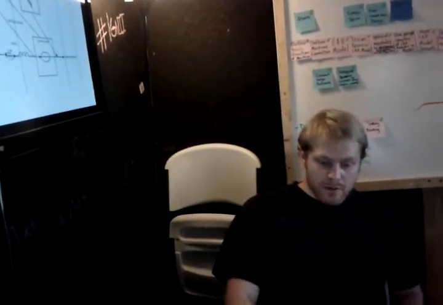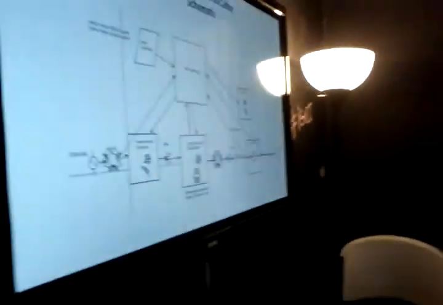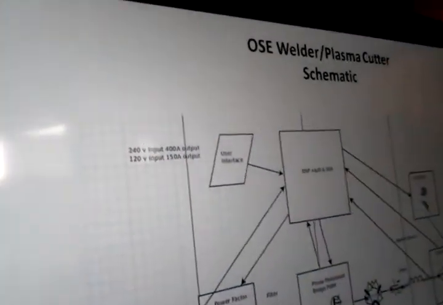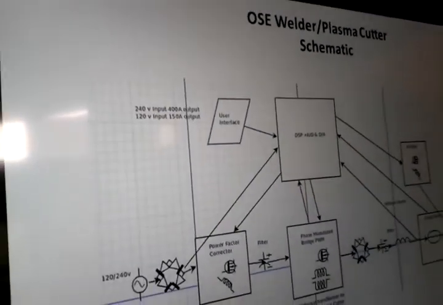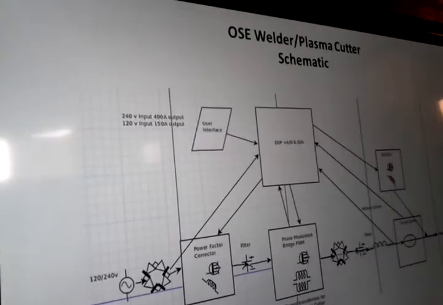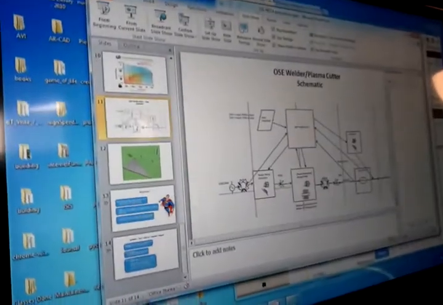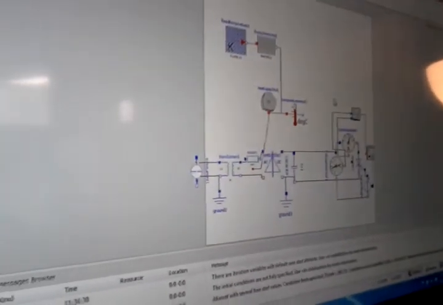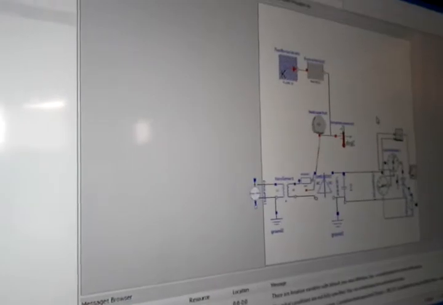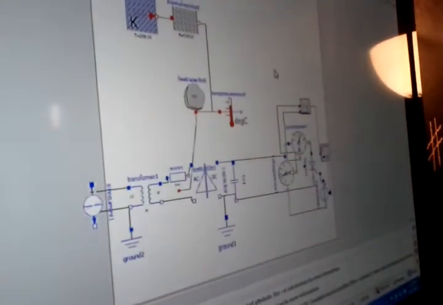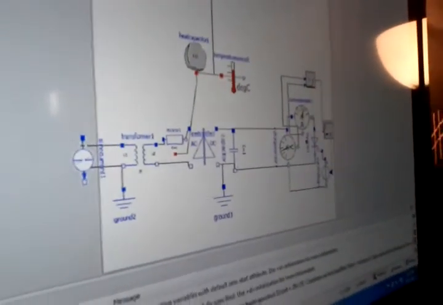Okay, so now we're back to something that we can do right now. Here's the welder schematic that was developed at OSE. So basically we took this schematic and converted it, I'm going to have to jump out of the PowerPoint real quick, to a model in Open Modelica, which is a simulation. It gives you the same idea of what the system is, but now we can run a simulation on it.